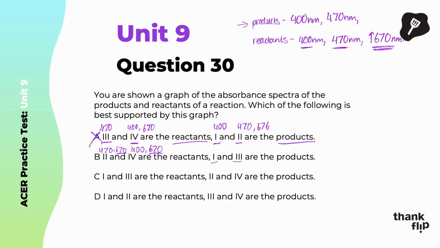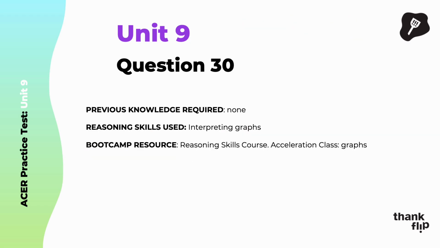So we have 1 and 3 being the products. So compound 1 has a peak at 400, and compound 3 has a peak at around 470. And that adds up as well. So we can confidently say that B is the correct answer. And then you'd basically go through and eliminate the other options if you were unsure. But yeah, the answer is B. And this is the same as before, no previous knowledge required. The reasoning skills that you used were interpreting graphs, and the bootcamp resources are the same as before as well.